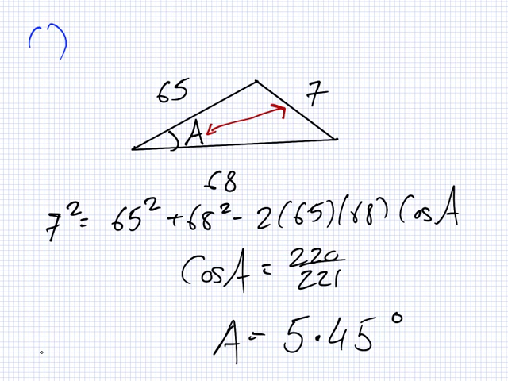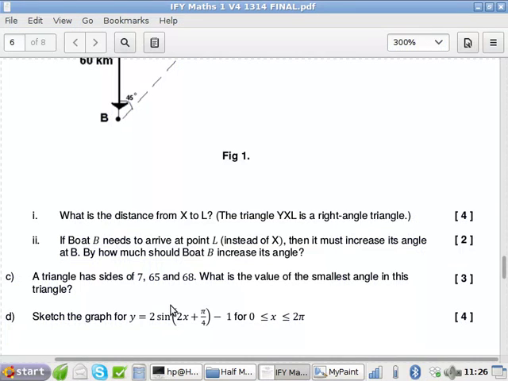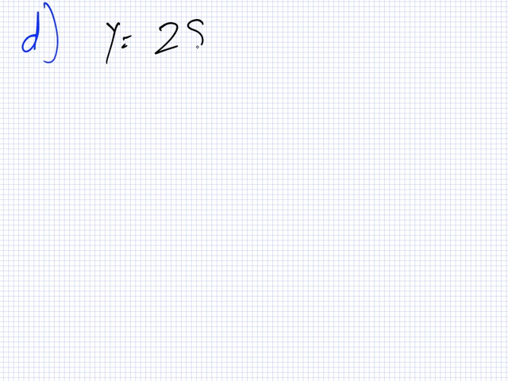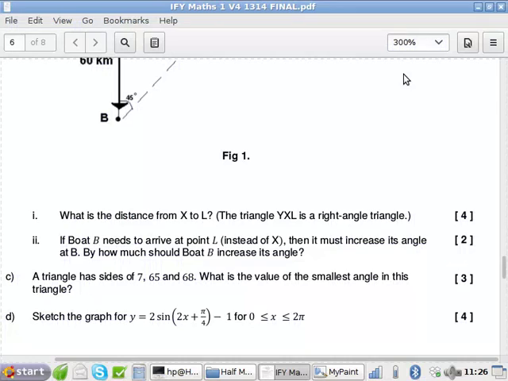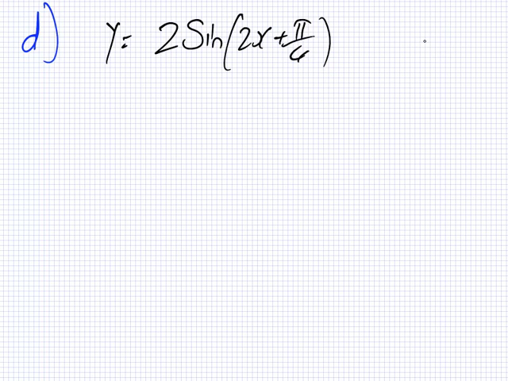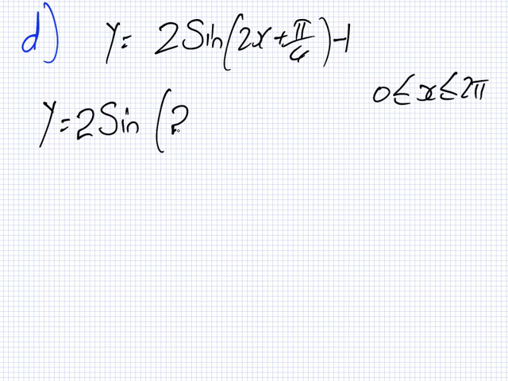So, not that bad. The D is a bit of a pain. Y equals 2 sine 2x plus pi over 4, and there's a plus 1, minus 1 as well, and the x is from 0 to 2 pi. Now before you can start this, you have to rewrite it like this. Y equals 2 sine 2 bracket x plus pi over 8 bracket minus 1.